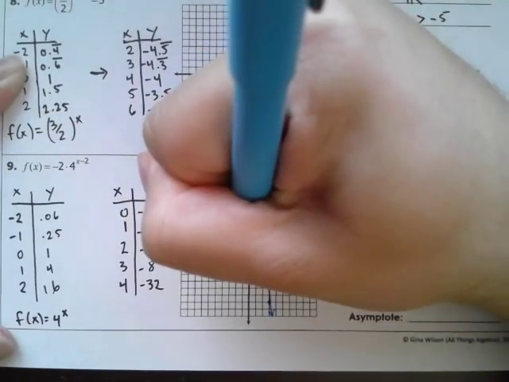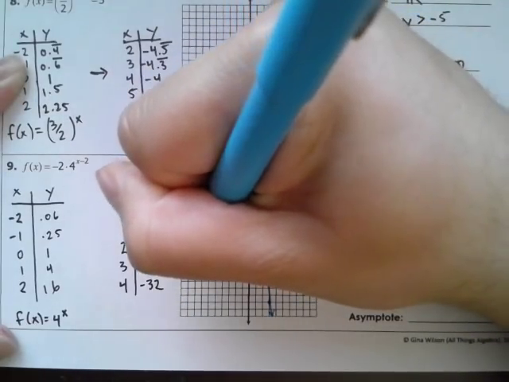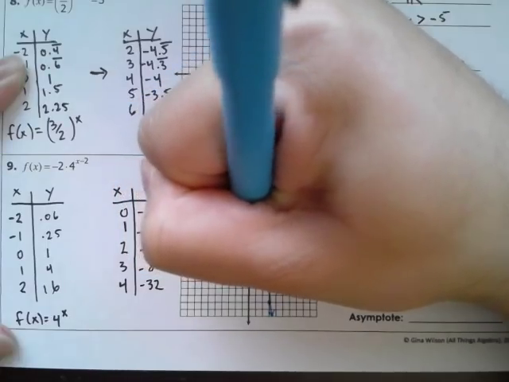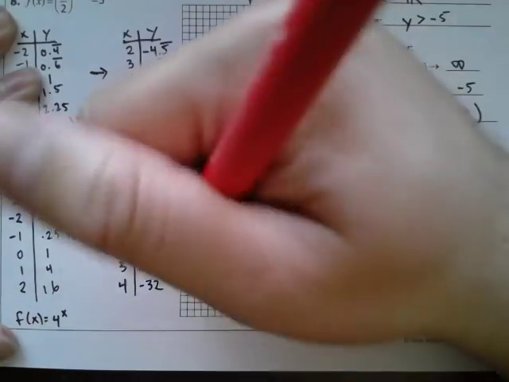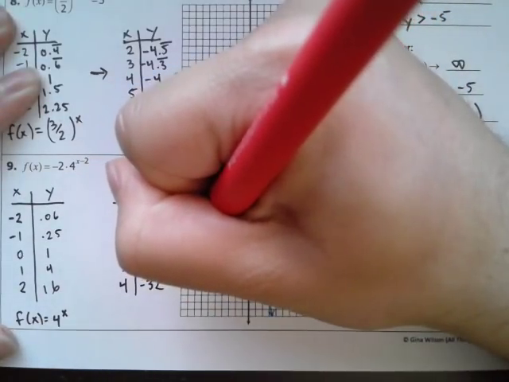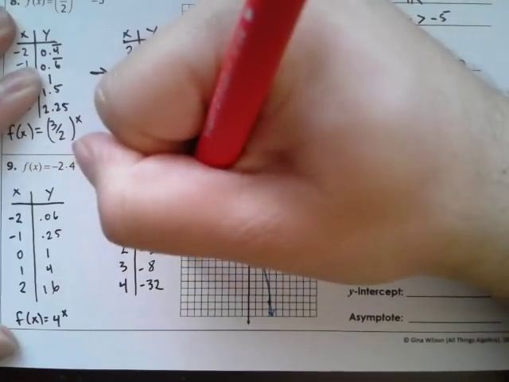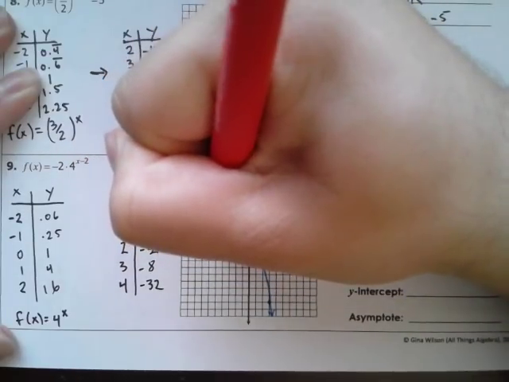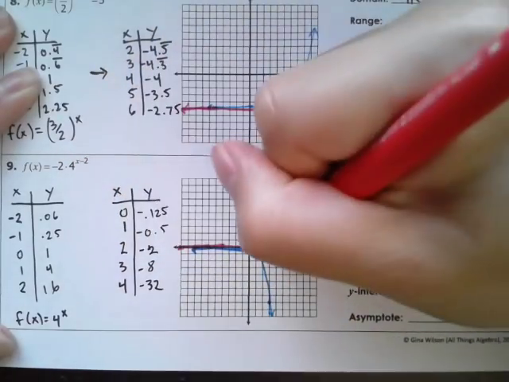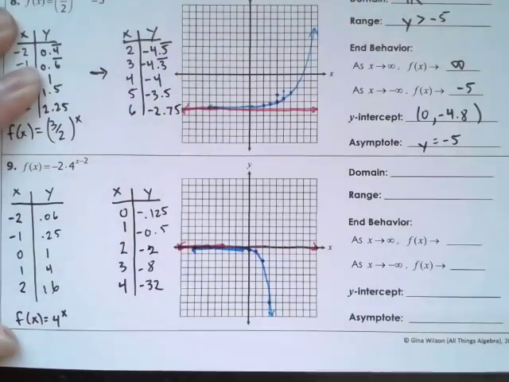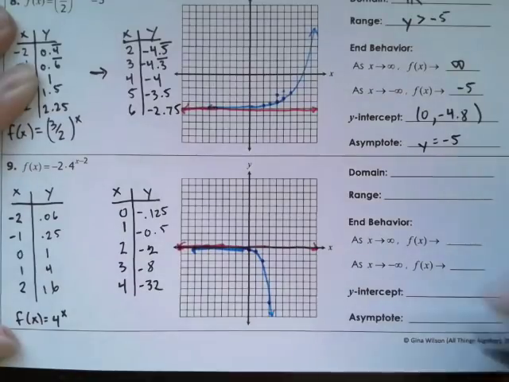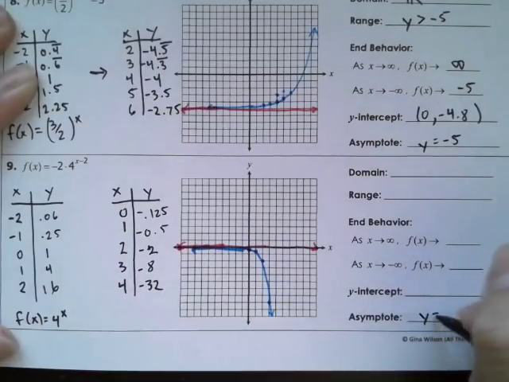And this makes sense because I have a negative leading coefficient. Okay, that means that I have reflected across the x-axis. And my asymptote is y is equal to 0. So in other words, the x-axis here. So my asymptote is y is equal to 0.